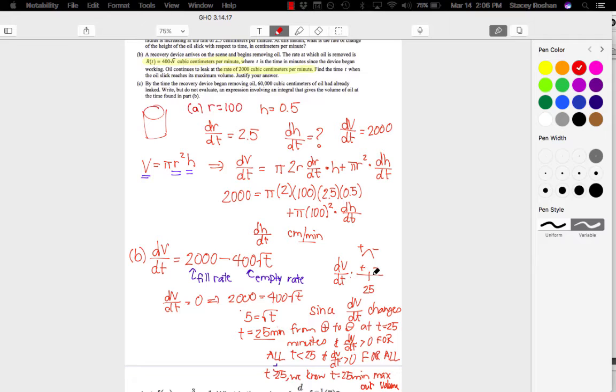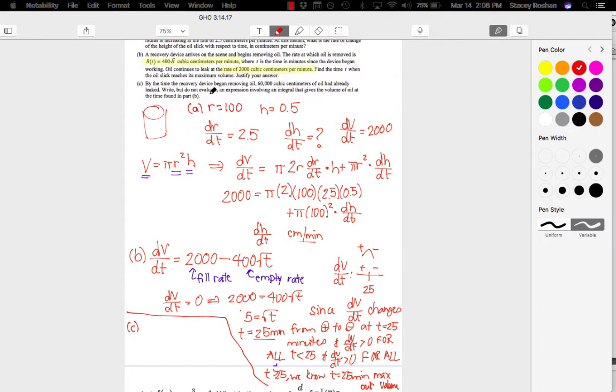Since it only switched sign that once, we know that whatever our local was must be our absolute. In this one, we don't really have any endpoints to check, right? If the radius was 0 or the height was 0, then the volume would be 0. And so this is just one of the cases where it was always increasing and then always decreasing. And so obviously that local must be an absolute, right? So now I'm going to go ahead and do part C.